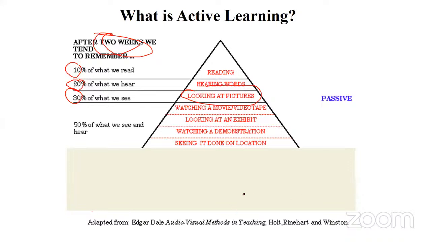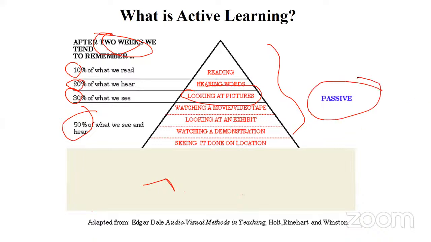Now, if I add some movie, some exhibitions, some demonstration, or other things, then the retention is almost 50%. So what we see is that whatever we add at our level, all are parts of passive learning, and the retention rate never crosses 50%. That is the drawback of the passive learning system that we are generally using.